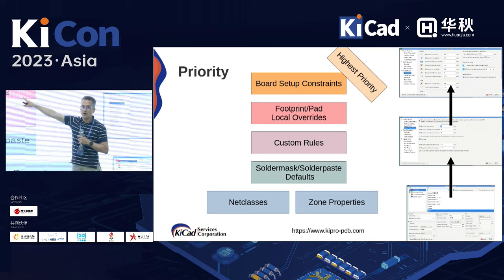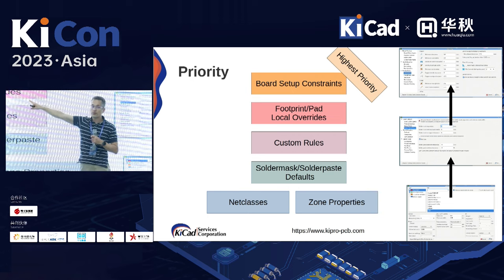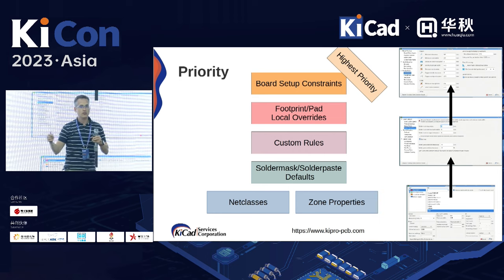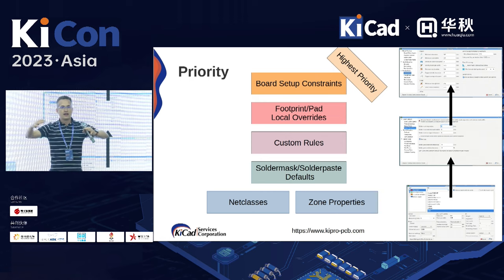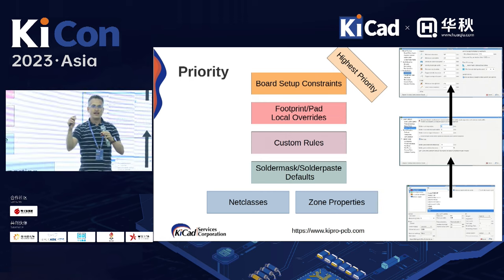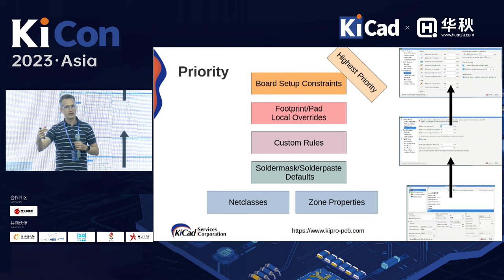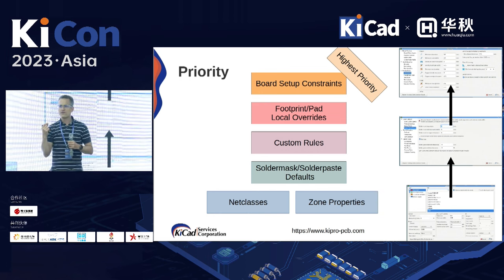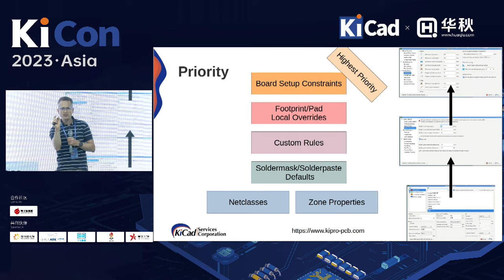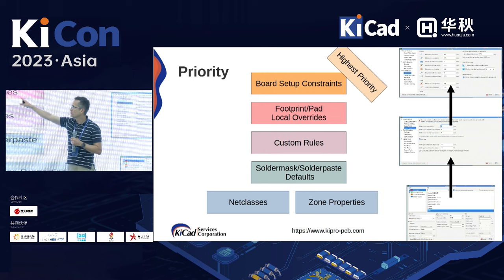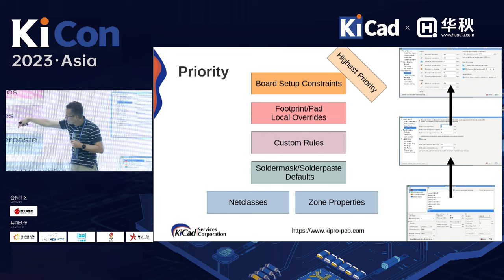After that, any of your local overrides, your pad and footprint properties, will override your custom rules. The general rule is if it affects everything, then it has a lower priority. If it affects a tiny thing, then it has a higher priority. Why do we do that? Well, if you're making a change that affects just this one little thing, you're doing that because you want to change what happens to that one little thing, right? So any of the pad or footprint overrides are more important than the custom rules.